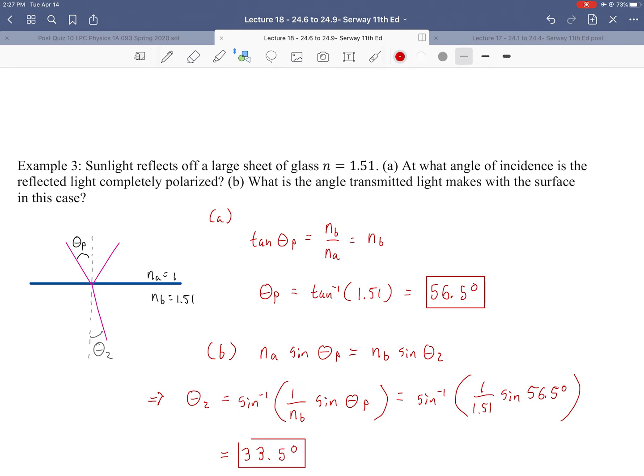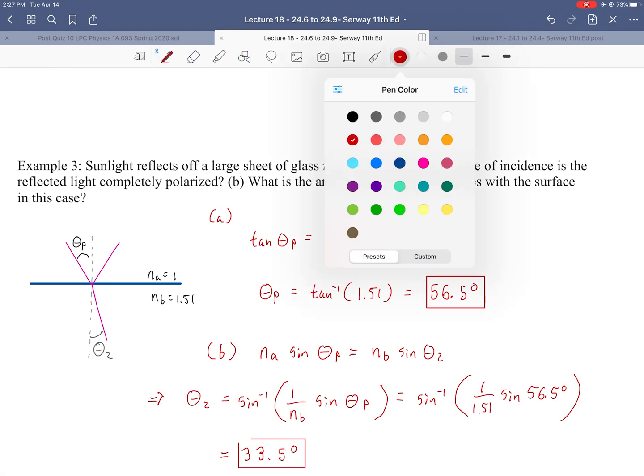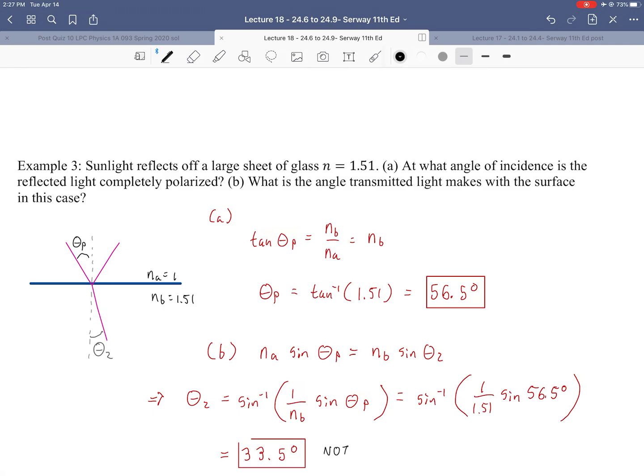If you take those two angles, they should add up to 90. Do you see it? Because that was the condition for full polarization. So note that theta p plus theta 2 has to equal 90 degrees. The idea is that this has to be 90, and if that's 90, then these two angles have to make 90 as well, because it's 180 altogether. Kind of neat, huh?